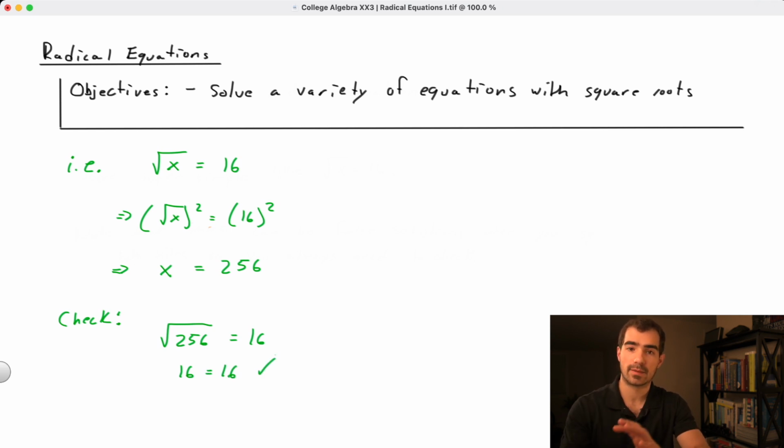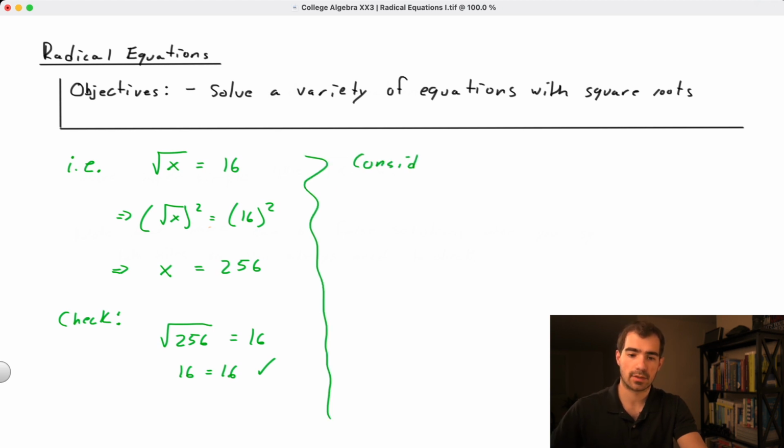So a lot of these big picture ideas that we've discussed when it comes to solving equations still apply now. The difference is that, at least in some cases, when we do this operation of squaring both sides, we can actually introduce solutions that aren't really solutions. So what do we mean by that?